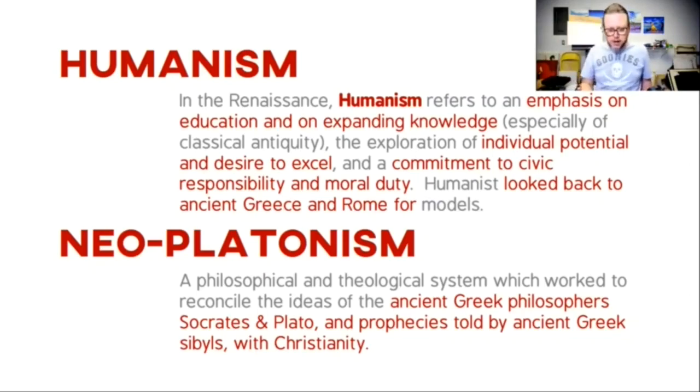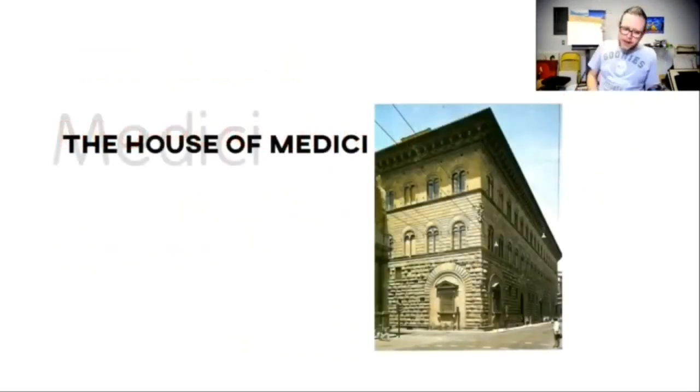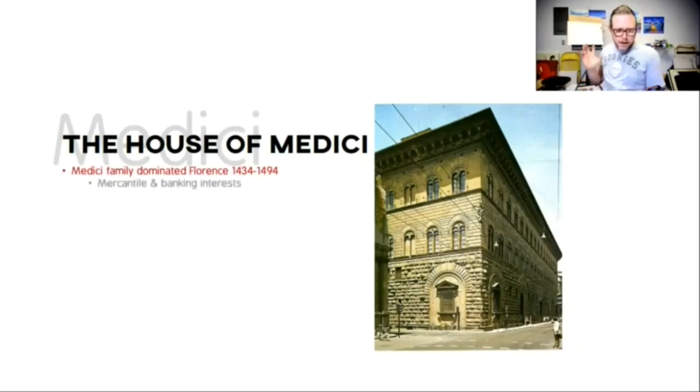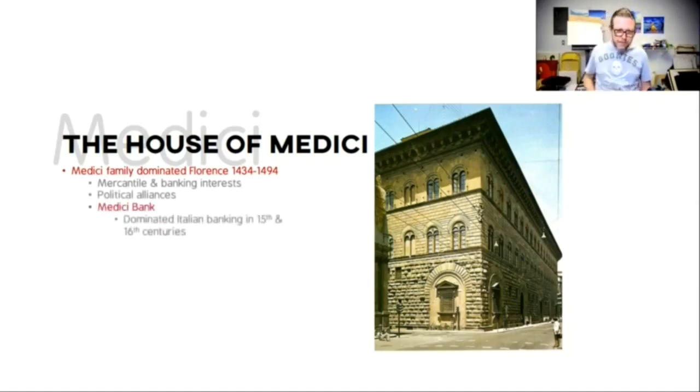Humanism is the big overarching ideology that's going to come. In Florence, we have the House of Medici. And understand when we say house in this case, it's a way of saying family, right? The Medici family. Very important. The Medici family dominated Florence from 1434 to 1494. Their family wealth came from mercantile and banking interests and was strengthened by certain political alliances and religious alliances for that matter as well.